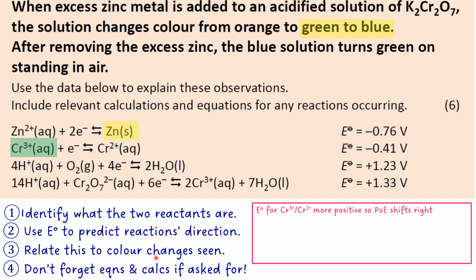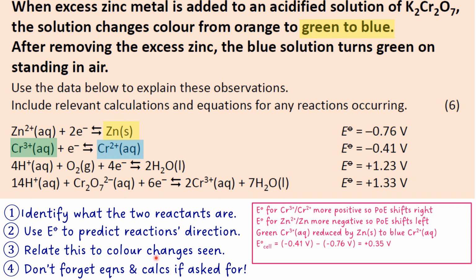So looking at the electrode potentials, you can see that the zinc one is still more negative than the chromium one. So the position of equilibrium shifts right for the chromium-containing half equation. The zinc one will shift left, and that will obviously make Cr2+, which must be the blue compound, or solution rather. So then you say green Cr3+ aqueous is reduced by zinc to blue Cr2+.